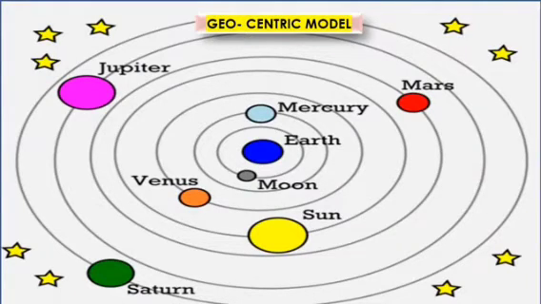During ancient times, people believed that the sun, moon, and other planets revolve around the earth. This is called geocentric model, which means the earth-centered model. In this picture, you can see the earth at the center and the sun, moon, and other planets revolving around the earth. This geocentric theory was explained by an ancient Egyptian mathematician, geographer, and astronomer by name Claudius Ptolemy.